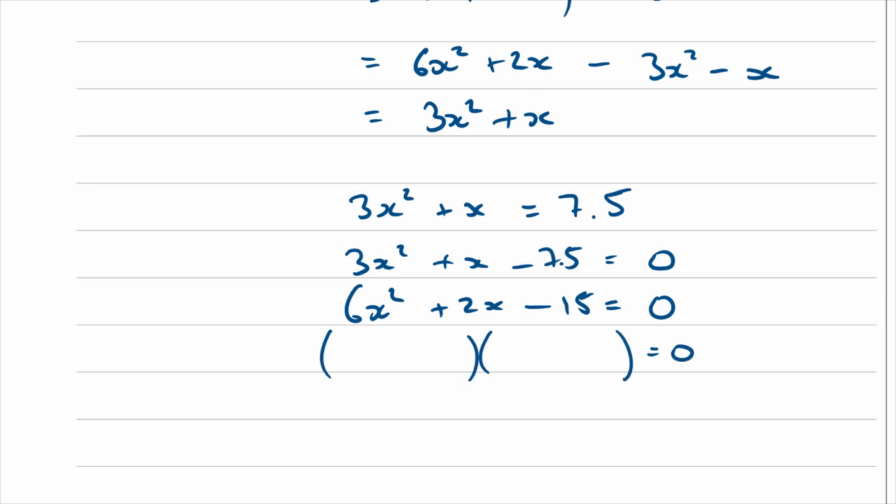So I've got 6x, so that could be 6x and x, or 3x and 2x at the start, and then at the end I've got 15, so I could have 1 and 15, or I could have 3 and 5. Now is there a combination that delivers 2x in the middle? So 6x times 3 is 18. 18 take away 5 isn't going to work. No, I don't actually think there is.